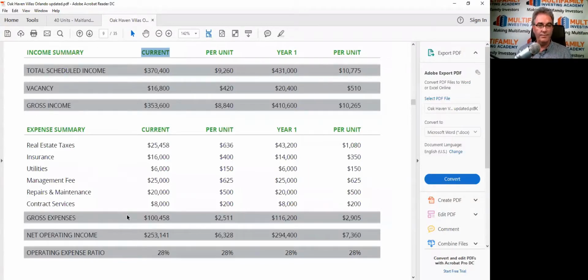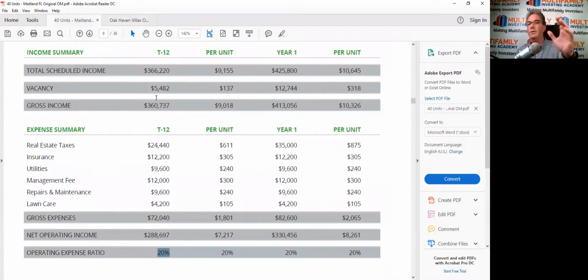Now, take a look at this. This is where it really gets cagey. Look at the expense ratio. In this particular case, the expense ratio is 28%. Now, in this one, the expense ratio is 20%. So there's a $30,000, $35,000 discrepancy in the expenses, because look, the income is going to be exactly, well, income's off by a little bit because for some reason he's increased the vacancy.